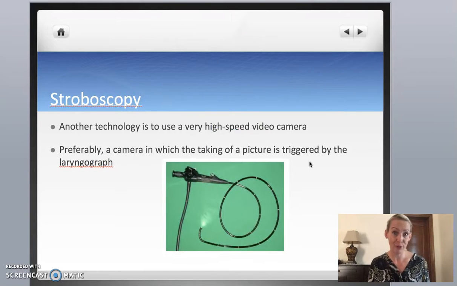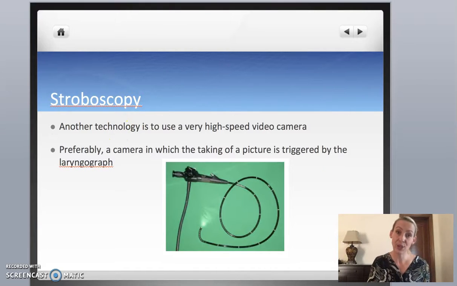The other way of looking at the vocal folds, which involves actually looking inside of our body, is stroboscopy. So this means that you can use a very high-speed video camera, which takes a lot of pictures very, very quickly. And it's attached to this long hose so you can insert it inside the person's throat and record what's happening. And this is how the video that you watched was made, using this apparatus.